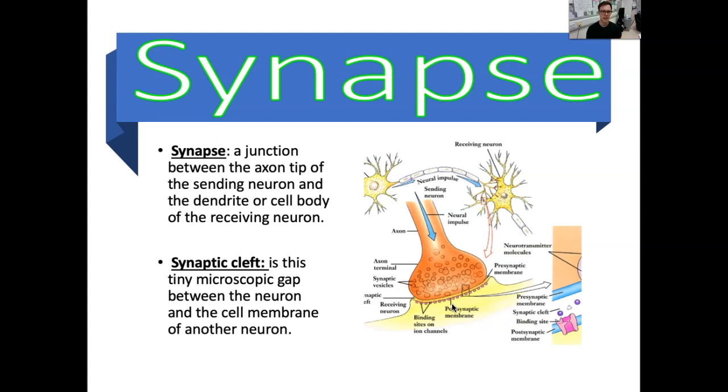Also, you have the synaptic vesicles as well. Make sure you know those. The synaptic vesicles here, there's little red bubbles inside of here, okay? These are the areas that hold the neurotransmitters until they're released for that presynaptic membrane to send them on to the next neuron.